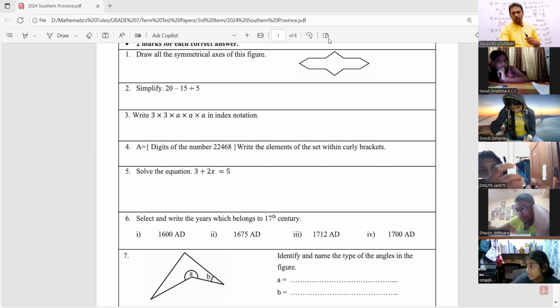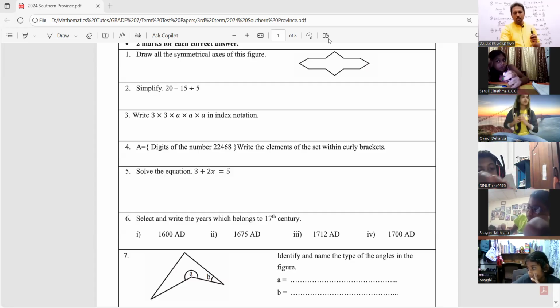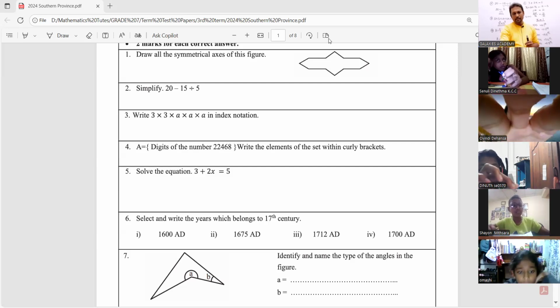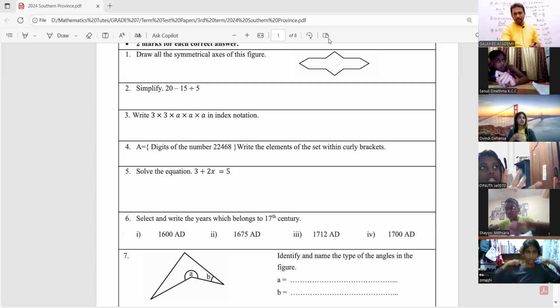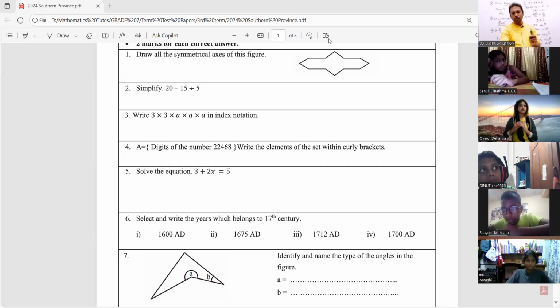If you want to find the century, you have to get the first 2 digits of the number, but it should not be a multiple of 100. Then what you have to do is add 1 to the first 2 digits number, right?